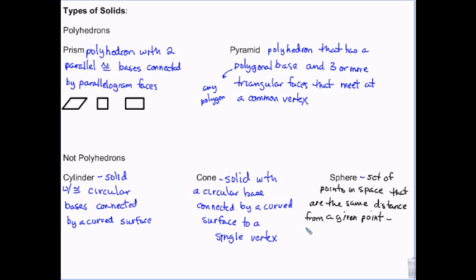And a sphere is special in that it has no edges, no vertices, and no faces. Okay, so even though the cone and the cylinder aren't technically polyhedra, they do have edges and faces. The cylinder doesn't have any vertices, but it does have two edges and three faces. And then a cone has one edge and one vertex, and then still has faces. So that's the difference between those. The sphere is very special because it has none of those things.